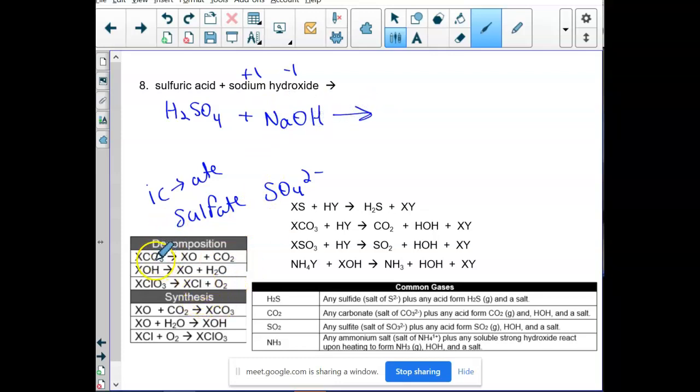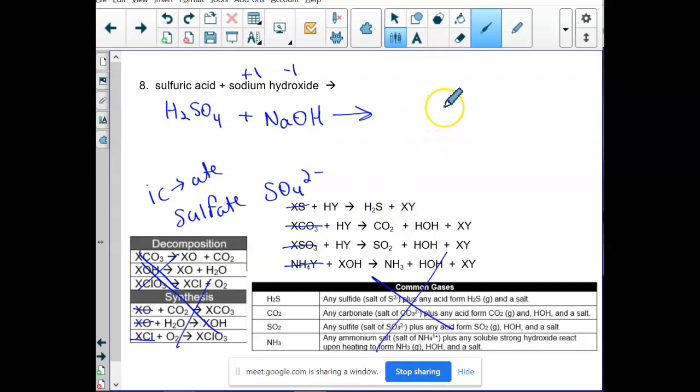Now, it can't be a decomp because there's 2 things before the arrow. It's not this one, it's not this one, and it's not this one, so it's not a synthesis either. Then the next place you go if it's 2 compounds is your common gas area. I do not see a sulfide. I do not see a carbonate. I do not see a sulfite. And I do not see an NH4. So it also is not a common gas.